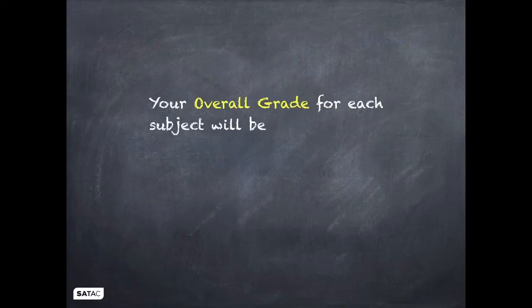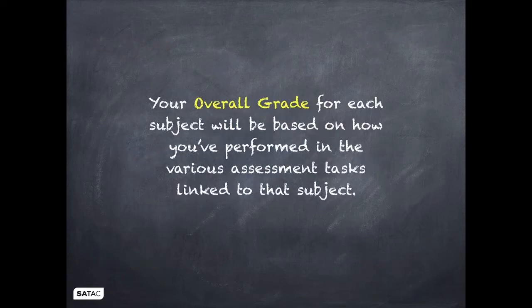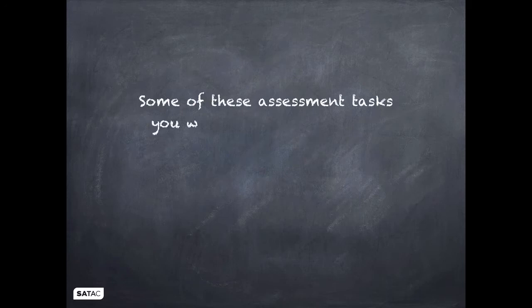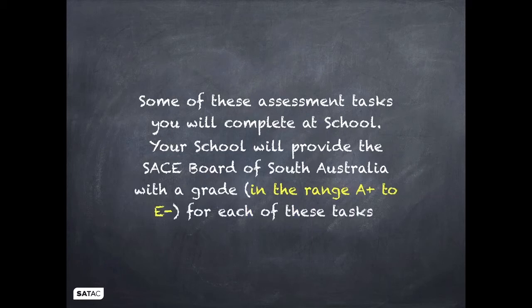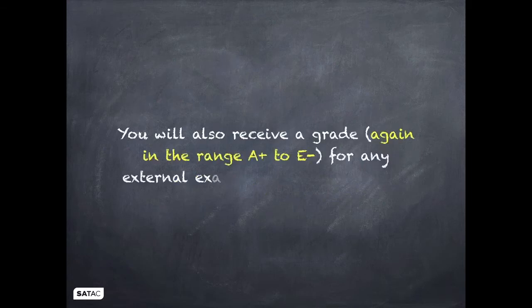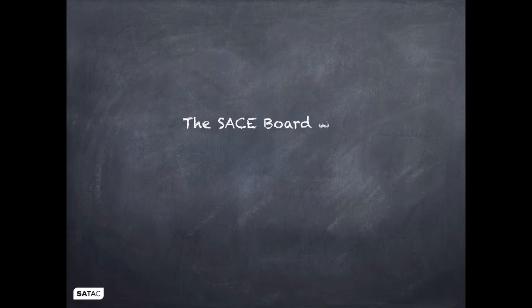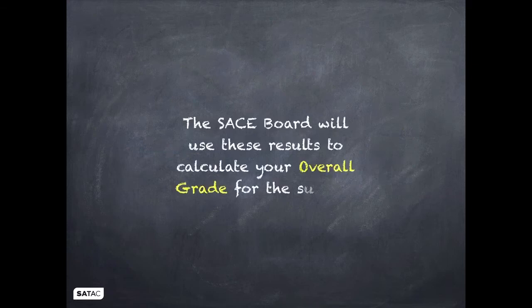Your overall grade for each subject will be based on how you've performed in the various assessment tasks linked to that subject. Some of these assessment tasks you will complete at school. Your school will provide the SACE Board of South Australia with a grade in the range A+ to E- for each of these tasks. You will also receive a grade, again in the range A+ to E-, for any external examination you complete. The SACE Board will use these results to calculate your overall grade for the subject.